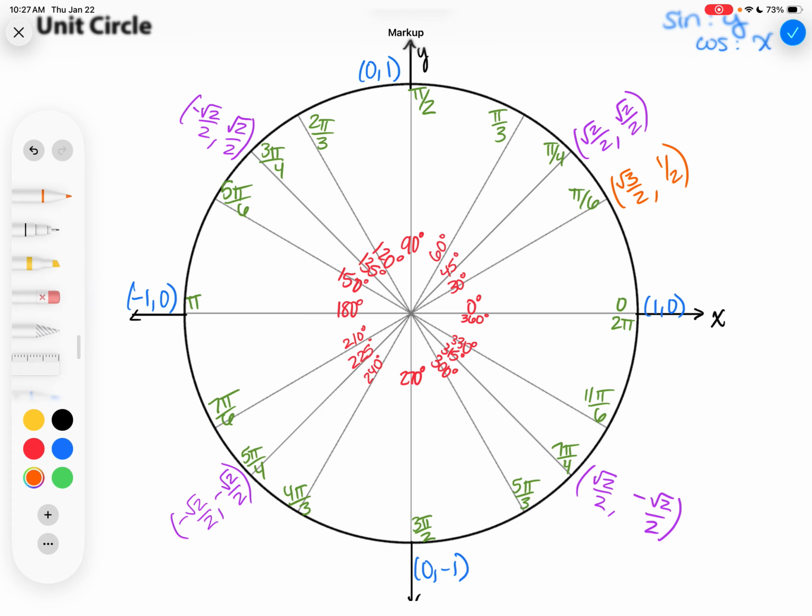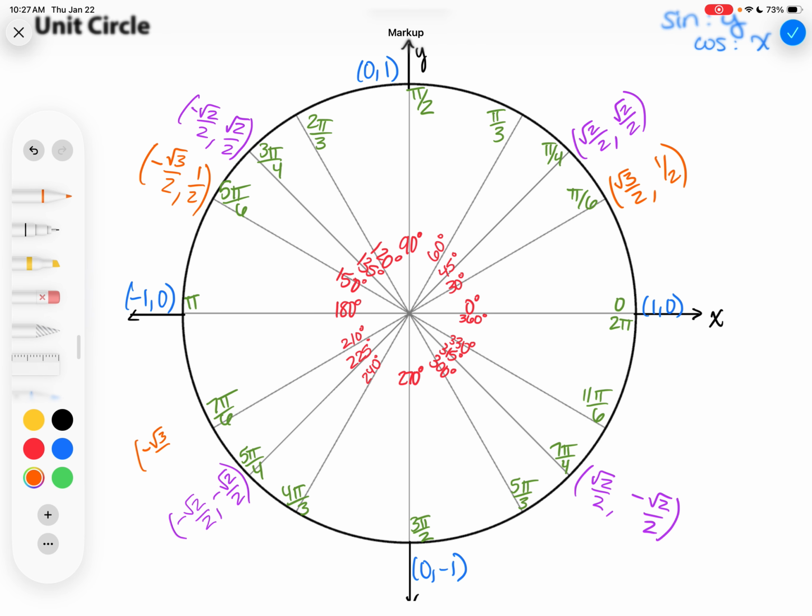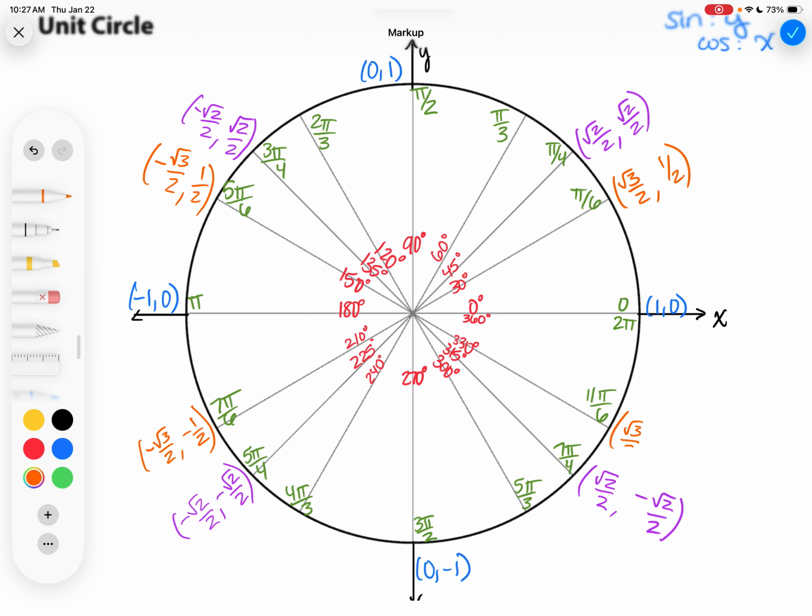And just like with the pi over 4s, all of the ones that are pi over 6s are going to be the same values. So 5 pi over 6, it's negative root 3 over 2, positive 1/2. At 7 pi over 6, they're both negative, so negative root 3 over 2 and negative 1/2. And then at 11 pi over 6, we have positive root 3 over 2, negative 1/2.